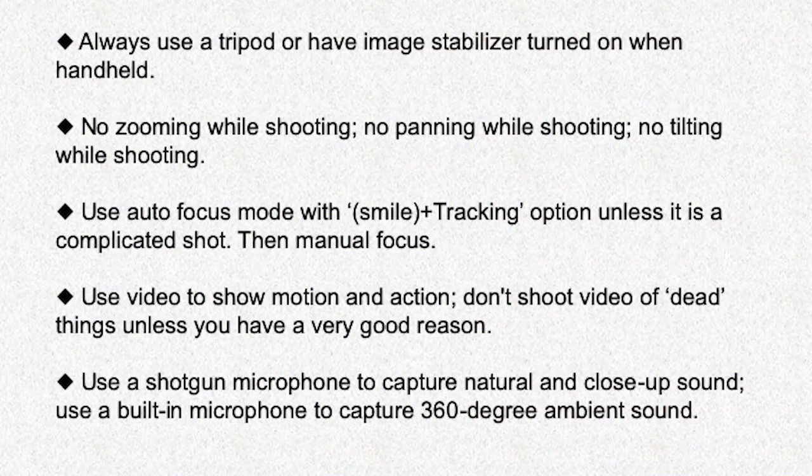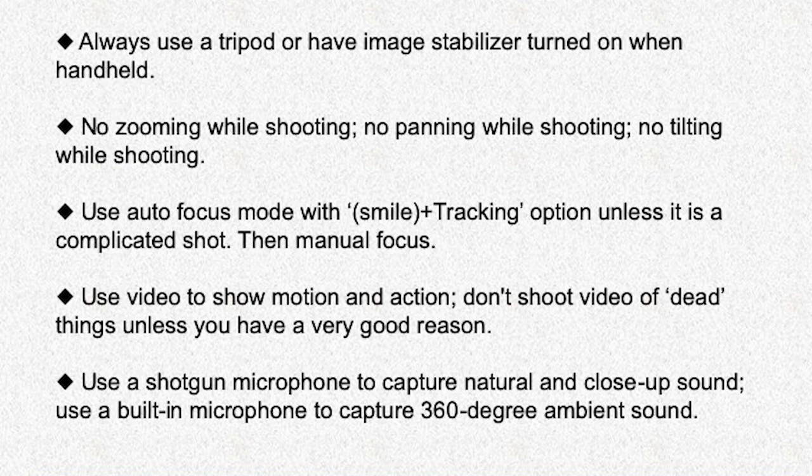All right, so here's our video action checklist. Always use a tripod. Have the image stabilizer turned off. You only need it when you're hand holding your camera, which hopefully you shouldn't need to do. No zooming while shooting, no panning while shooting, and no tilting while shooting. You should just have straight shots, right? We don't need to be too creative. We just let the shots tell the story. Use autofocus mode with the smile tracking option, unless it's a complicated shot. Then you can switch to manual focus.